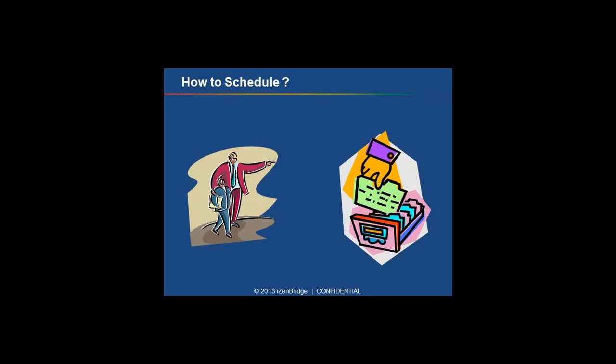The first one is push-based scheduling, where we are telling our workforce what they have to work on. The second one is pull-based scheduling, where the workforce is picking the work as and when they have capacity available.